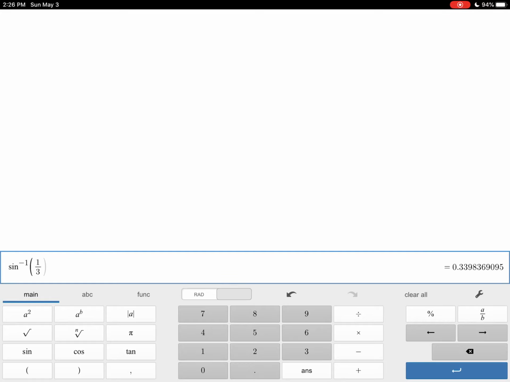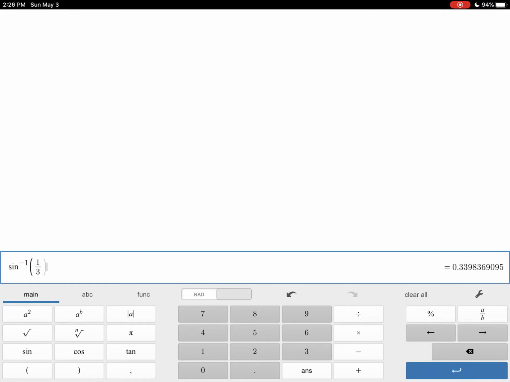You want to make sure that you're toggled to radians. Towards the bottom of the screen where you see all the buttons, in the middle you see the radian degree toggle, where I'm switching back and forth here. I'm tapping the button. I want to make sure it's on radians before I do inverse sine of 1/3. Over on the right hand side you see the solution is 0.34 if I rounded it out to the hundredths place.